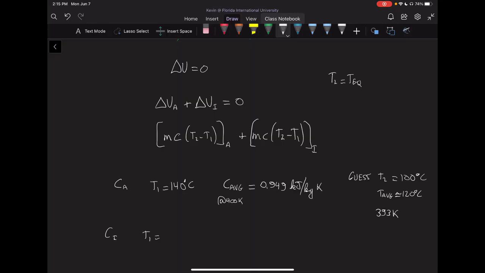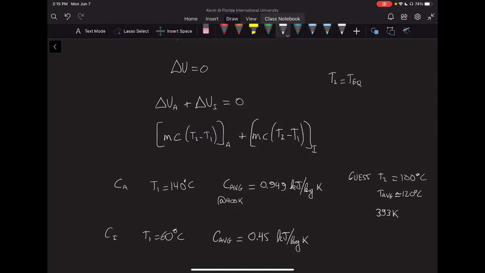For iron, it's a little bit easier. We have T1 equal to 60 degrees, but for iron, we only have one value in our table. So for our C average, we just use the value in our table that we have for any temperature. We're not given any other temperatures. So we just have 0.45 kilojoules per kilogram Kelvin. Okay, so if you go to your tables, you would get the same value.